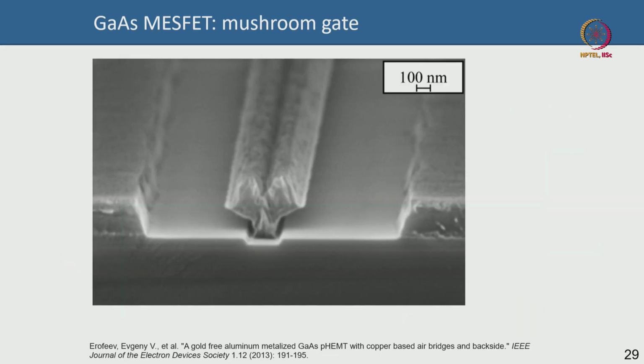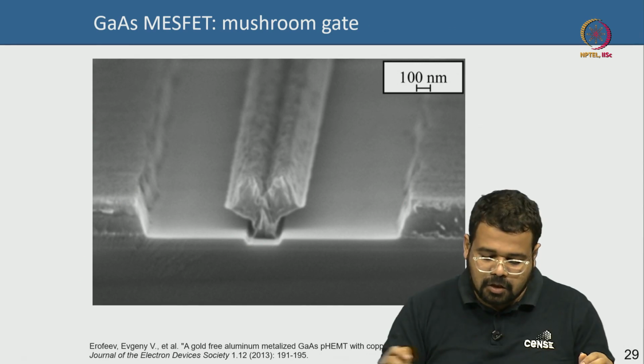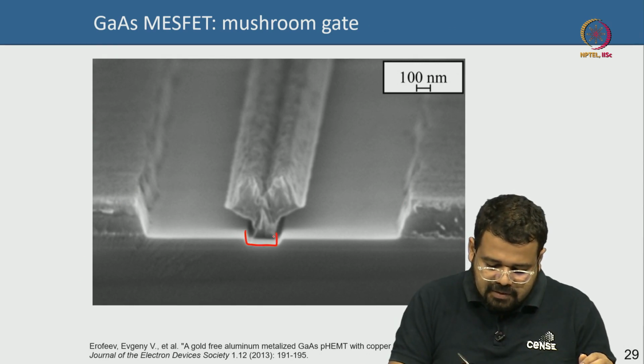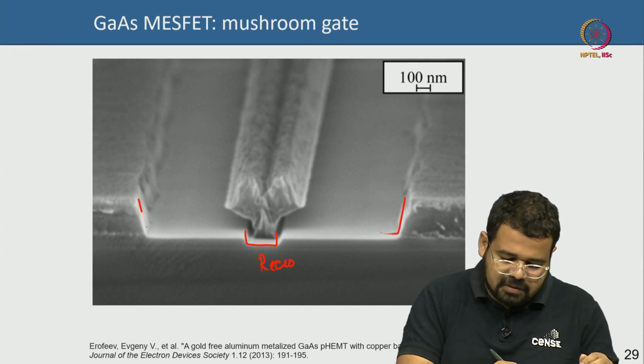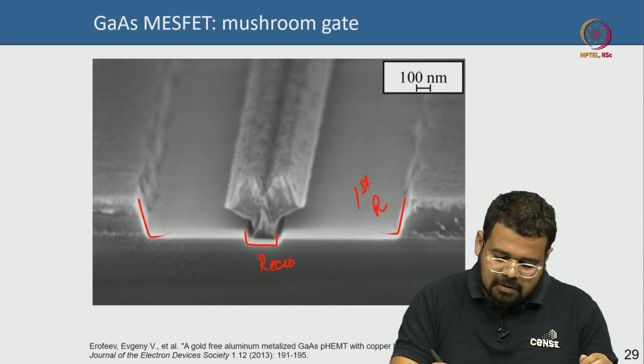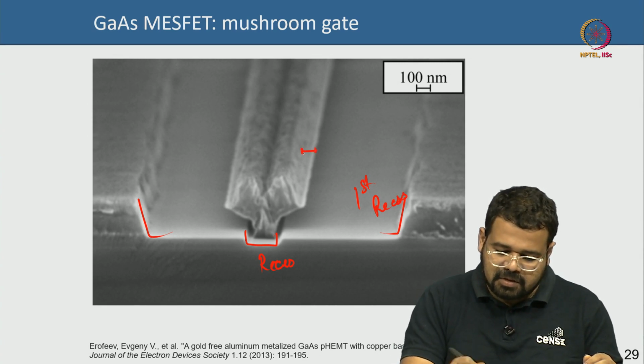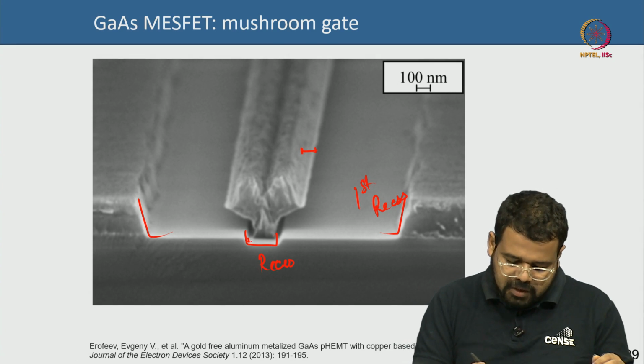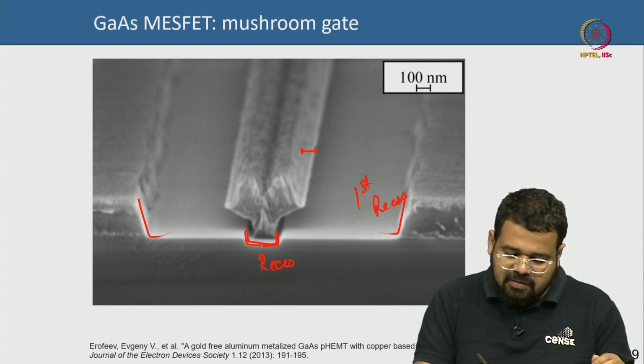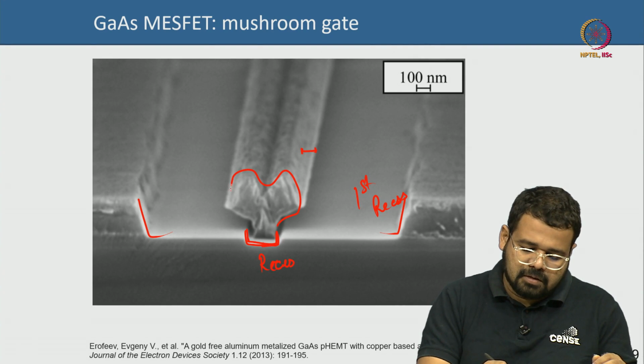Okay. This is a scanning electron microscope image of a real fabricated mushroom shaped gate with a gate recess. You can see this recess, correct. You can see this second recess actually. This is the first recess. This is 100 nanometer. You see, this much is 100 nanometer. So this gate could be 100 or 200 nanometer. Okay. This is the second recess, and this is the mushroom shape. You can see that.